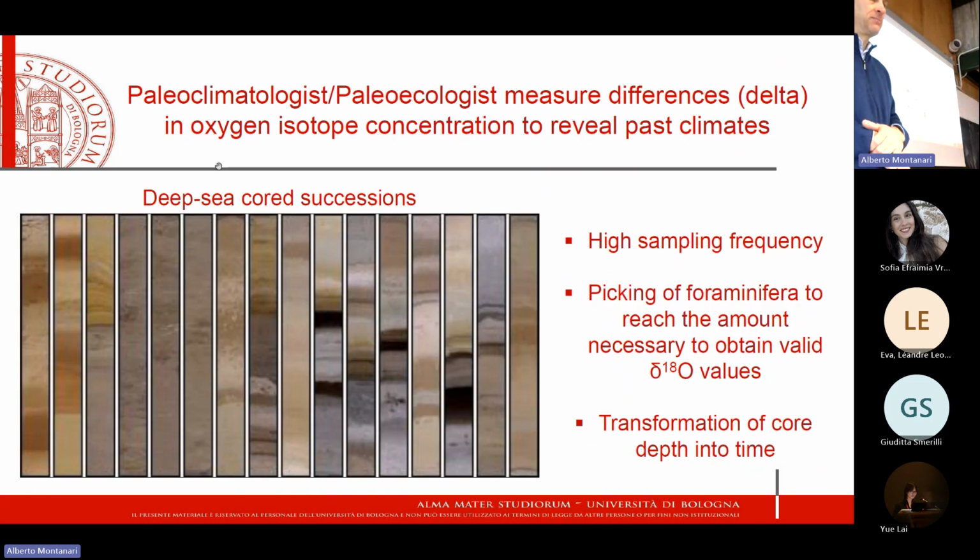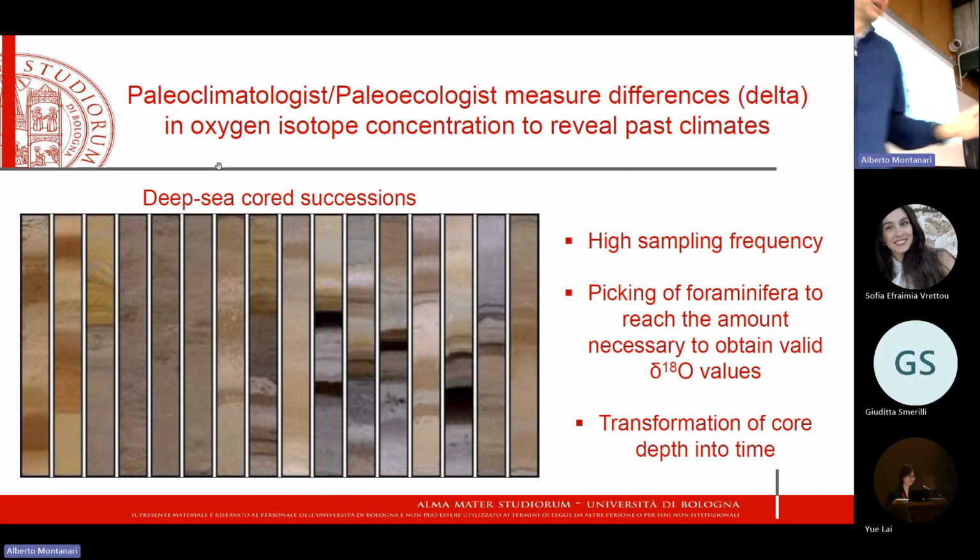And this is another example of a core from the deep sea where we look for foraminifera. And you see that it is written here, high sampling frequency. This is a good advantage. And picking of foraminifera to reach the amount necessary to obtain valid values of oxygen isotope. And then, of course, we have to locate the depth of the cores into time. But this is the subject of a research branch that is already a classic.